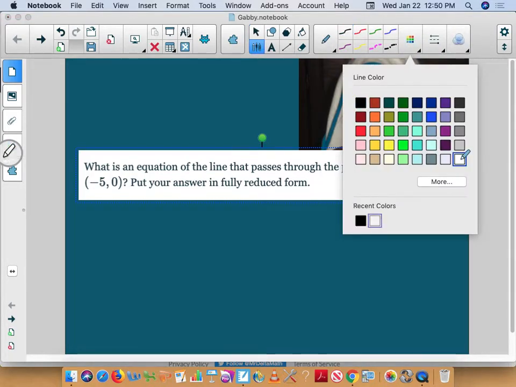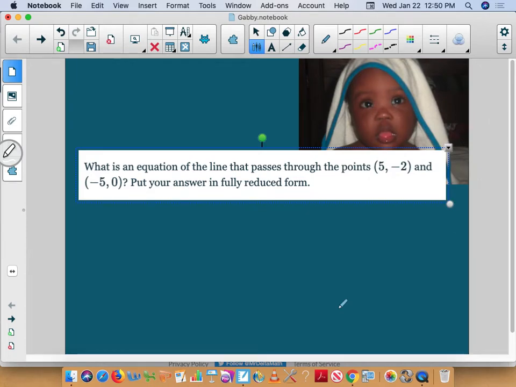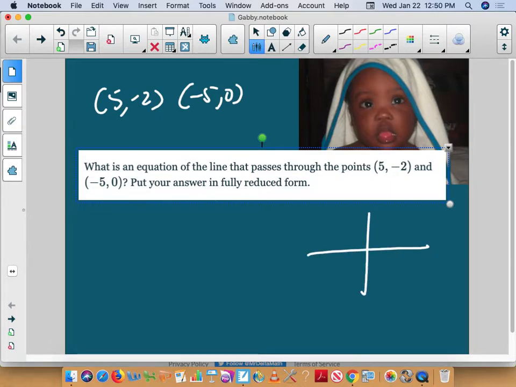So anyway, write an equation of the line that passes through the points (5, -2) and (-5, 0). This is what's happening. You don't have to draw a picture. No one asked you to draw a picture, but I always want to, a picture's worth 1,000 words.